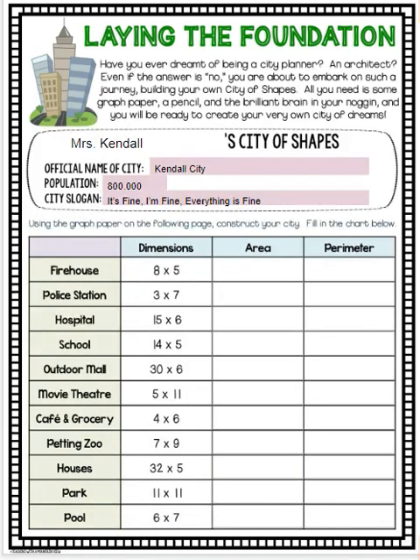The area of the figure is the space inside. We find the area by multiplying the height times the width. That is given to me right here where it says dimensions. This row shows me the dimensions of the building, which is the height times width. So all I have to do for the area is just multiply those two numbers. The firehouse is 8 times 5, which is 40. The police station is 3 times 7, which is 21.